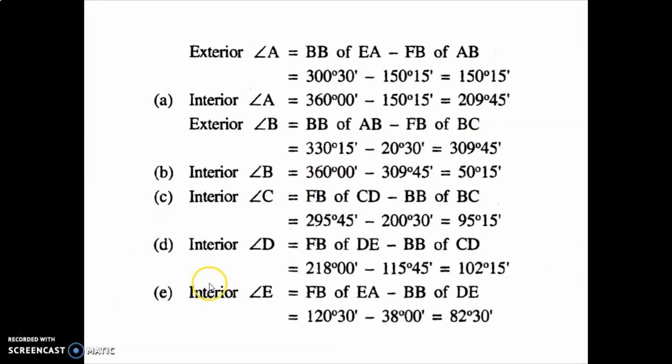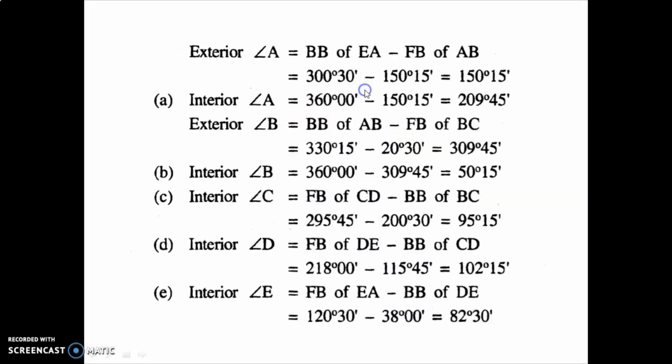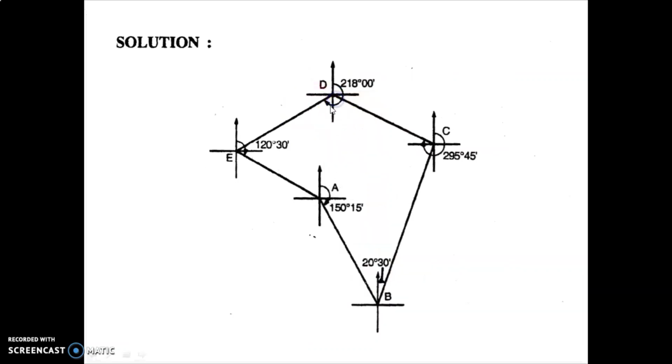So angle D, as I told you, how to calculate? Forebearing of DE minus back bearing of CD. The forebearing is 218 degree minus 115 degree 45 minute, and you will get your answer 102 degree 15 minute. Here again, you can see the angle is formed inside the traverse. This is 218 degree minus 115 degree 45 minute, from here up to this survey line. So again your angle is formed inside the traverse.